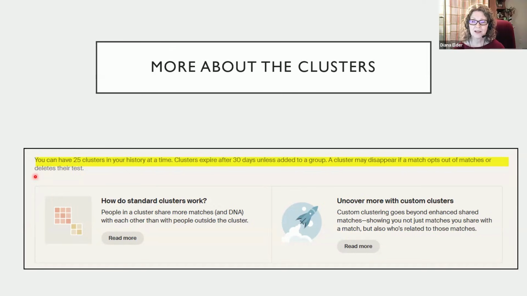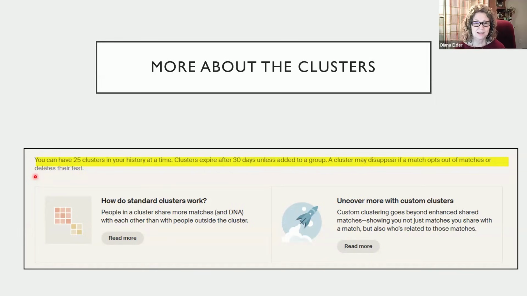So when you get a cluster that you think is very helpful, you need to make sure you're adding it to a group. I would also recommend something like doing a screenshot, just capturing it for your own records so that you have it, and knowing that it's going to expire after 30 days unless you add it to a group, because you may have done some work and had this great cluster, and then you go back, the days have gone by and it's gone. So make sure you're paying attention to that.